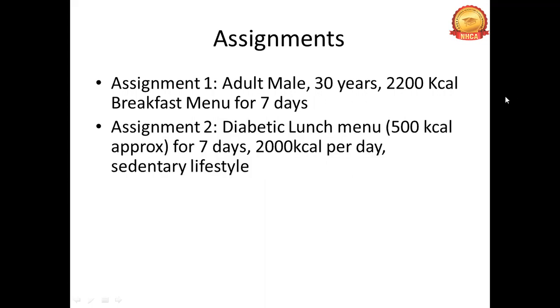Then we have assignment 2, which was given. It's a diabetic lunch menu. Just imagine you're creating a lunch menu, only lunch, no breakfast, no dinner. Lunch menu for a diabetic person. Age no bar, gender no bar. It's a diabetic lunch. So what you have to focus on here? Any idea? Put in the chat box. Those who have done the assignment, what was your focus here?